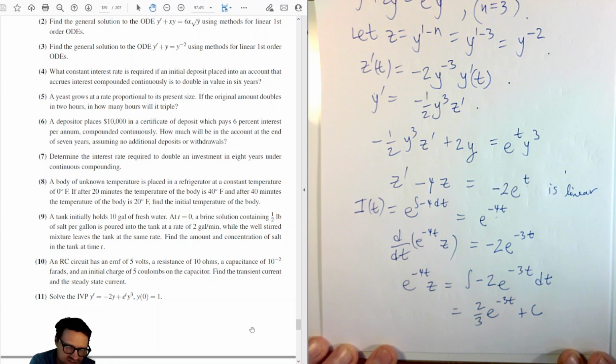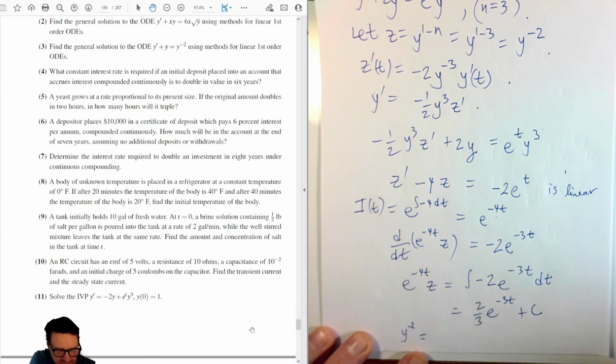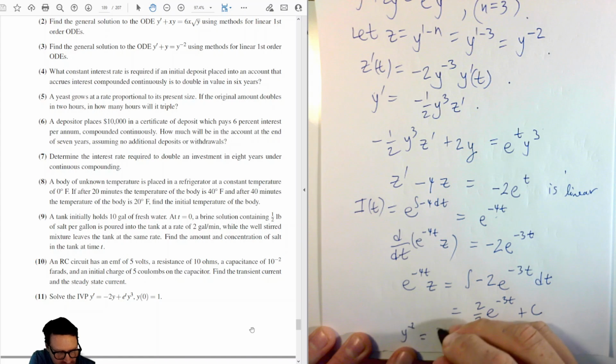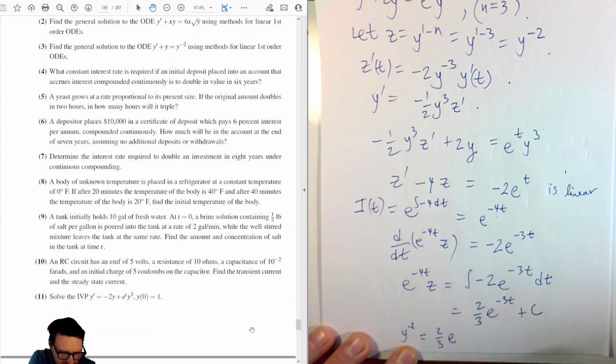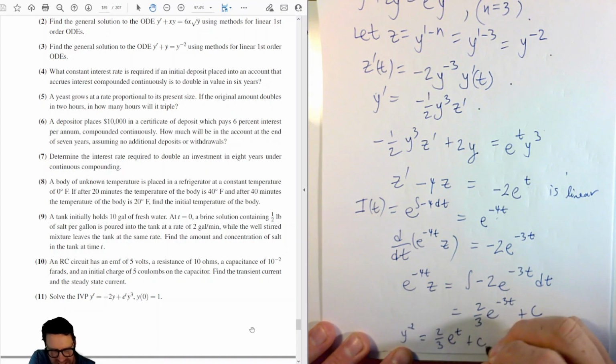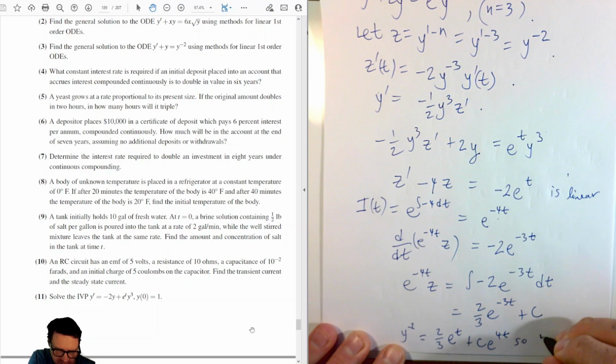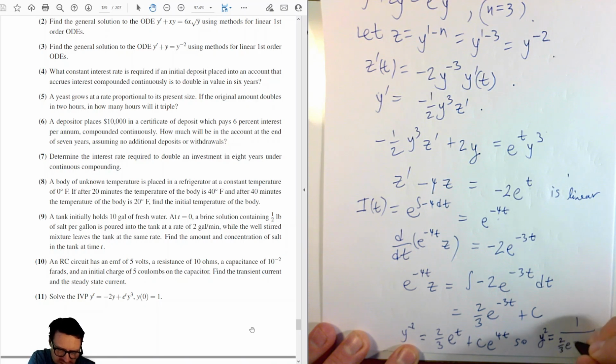And so now we just need to solve this for z and recognize that z is y to the minus 2. So y to the minus 2 is equal to 2/3 e to the power of 4t minus 3t is 1t, plus c e to the 4t. And so what we get is, inverting both sides, y squared is equal to 1 over (2/3 e to the t plus c e to the 4t).